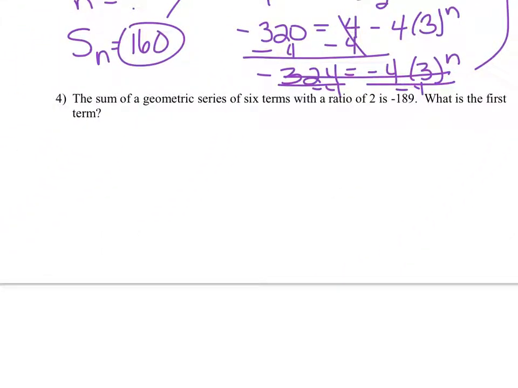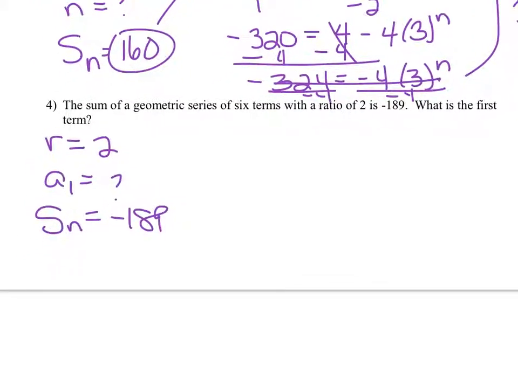Final thing, the sum of the geometric series, so that's S of n. They're telling you that is negative 189. They tell you the common ratio is 2. We want to find a of 1. So it's just using the formula and plugging it into different ways. One thing you have to recognize when you're in this class, formulas aren't just plug in and figure it out. You have to, you know, move things around quite often.